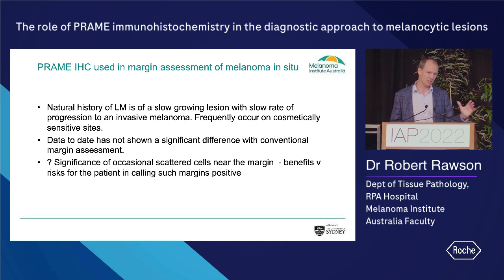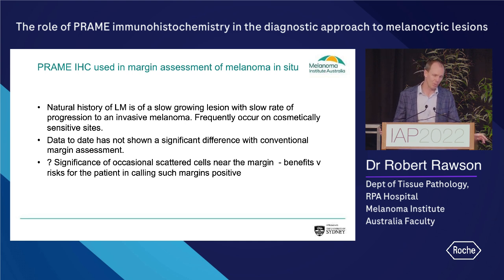Now, I think on H&E you can tell if the margin is floridly involved with melanoma in situ of lentigo maligna type, so you don't need to do it on that occasion. But it's the occasion where people are contemplating using it, where you get scattered PRAME cells at the margin. Do you call that a positive margin? And I don't think that's an appropriate use, personally, of PRAME. These things are so slow growing.